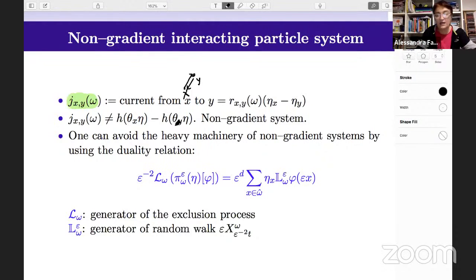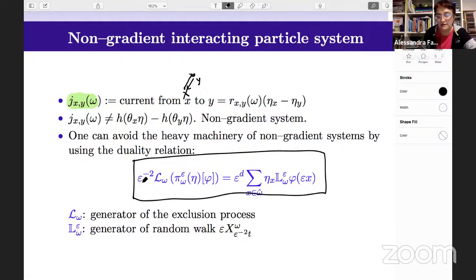And usually non-gradient systems can be solved by using very heavy, very sophisticated machinery, and there has been one of these probability seminars by Sasada and co-workers about non-gradient systems. Okay, so it was clear that the machinery was very sophisticated. But one can avoid this heavy machinery because of a duality relation, this one.